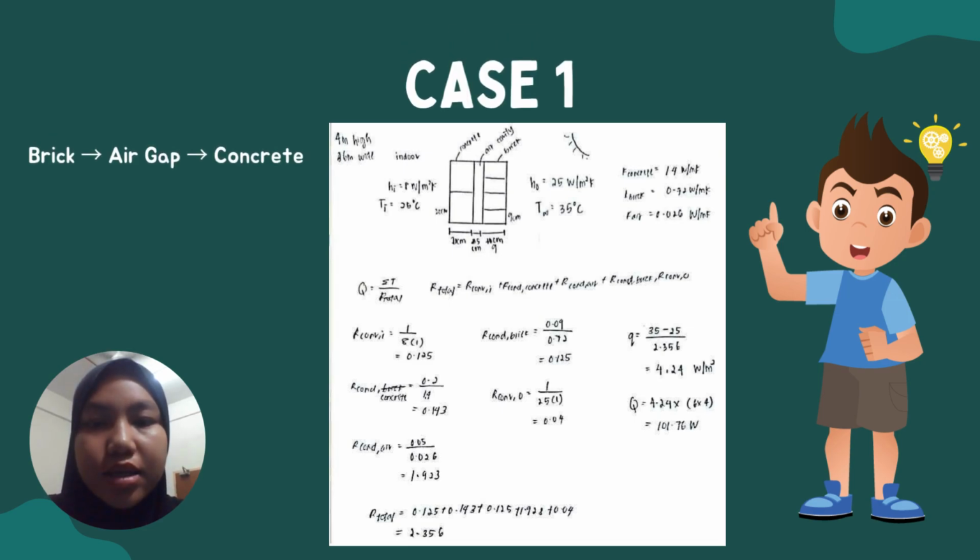So basically, we differentiate into three configurations, and we can see here the case one includes brick, air gap, and concrete. There's only an air gap for the insulation of the heat transfer between brick and concrete, and we can see here the heat released is quite higher, which we can say here is 101.76 watt.